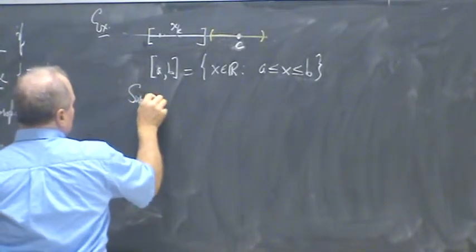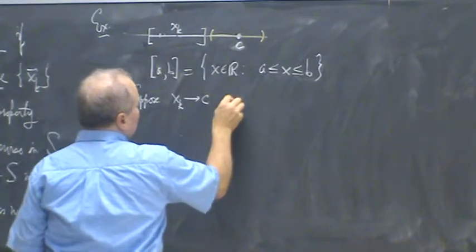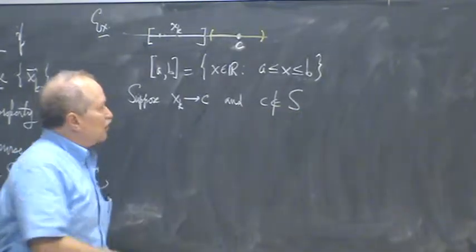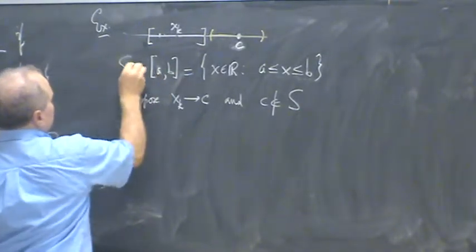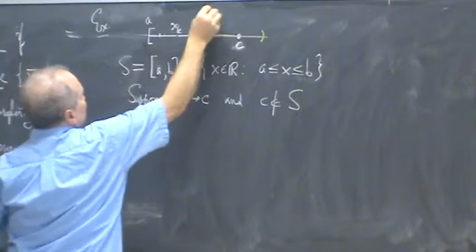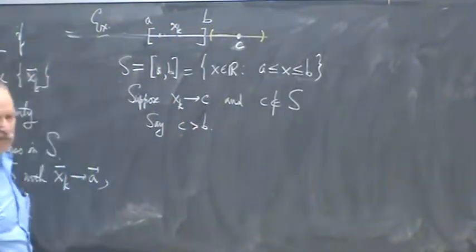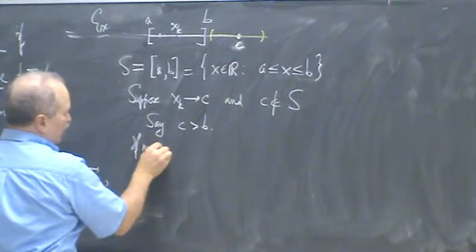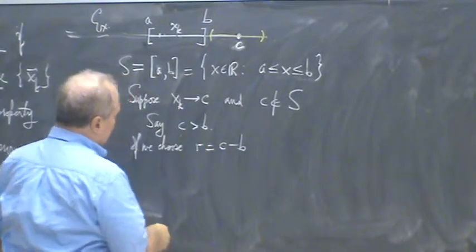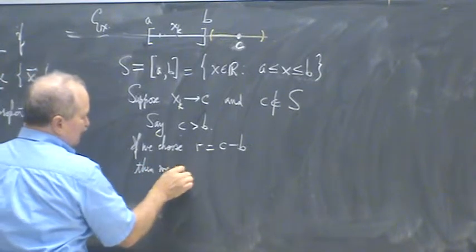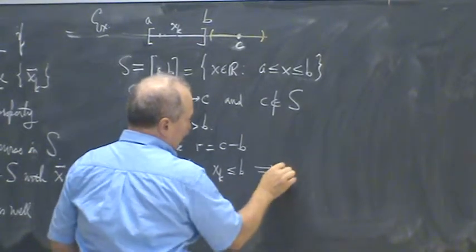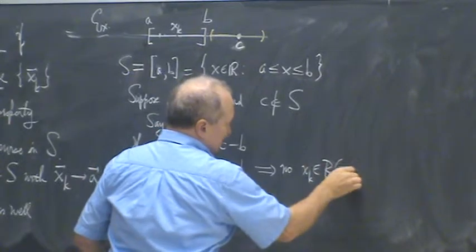Tony suggested that this is a proof by contradiction. Suppose you have a convergent sequence and the limit is not in S. Well, to not be in S means that it's either less than A or it's bigger than B. So if we choose R to be C minus B, we take the distance from here to here, we note that the XKs being less than B means no XKs are in the ball centered at C of radius R.